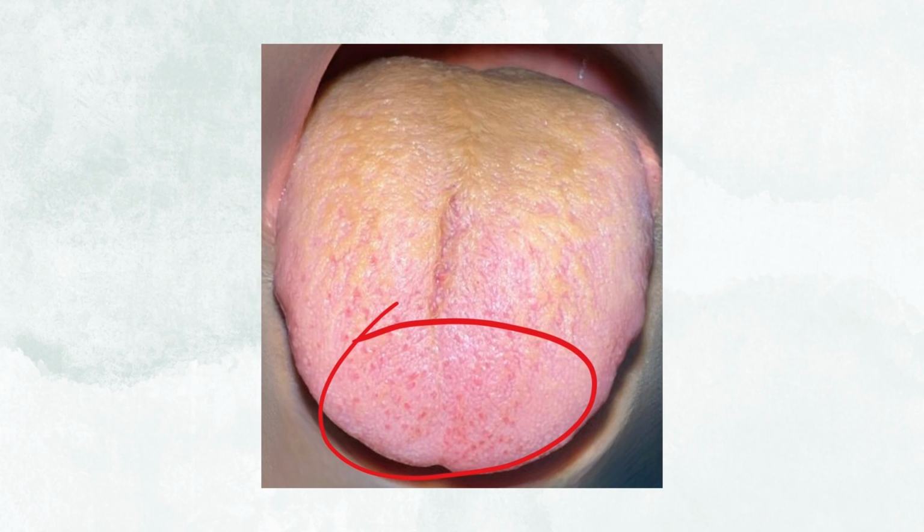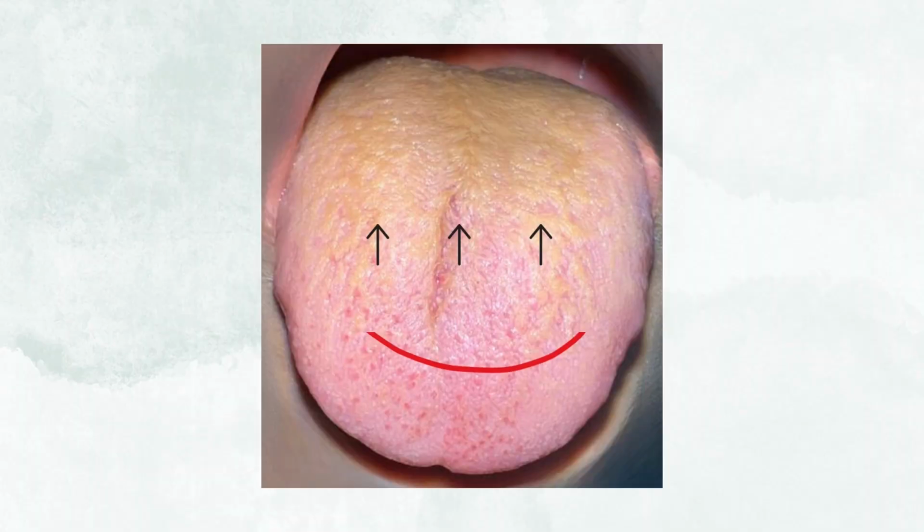Now, let's take a closer look at Nina's tongue. Starting from the tip, we can see some red spots, indicating heat rising to the head. This suggests that Nina may be dealing with stress and insomnia. Moving on, the center of her tongue is somewhat raised, which is a sign of stomach bloating.